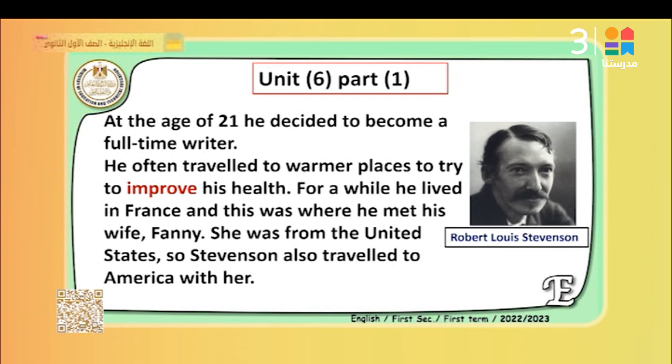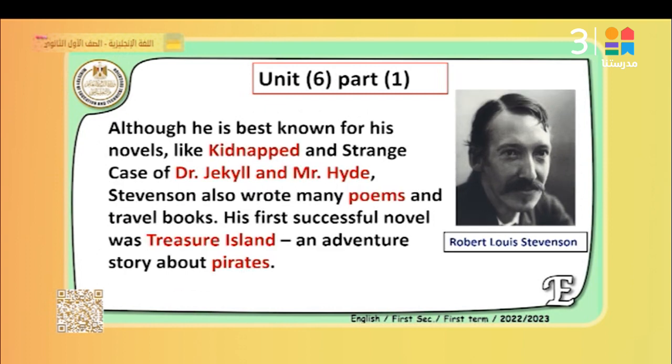So these are the places where he traveled. He traveled to the United States of America, and also he traveled to England. Although he is best known for his novels, like Kidnapped and The Strange Case of Dr. Jekyll and Mr. Hyde, Stevenson also wrote many poems.